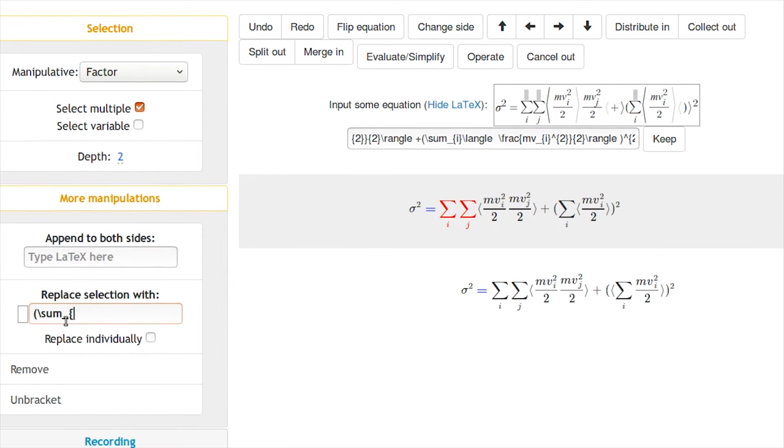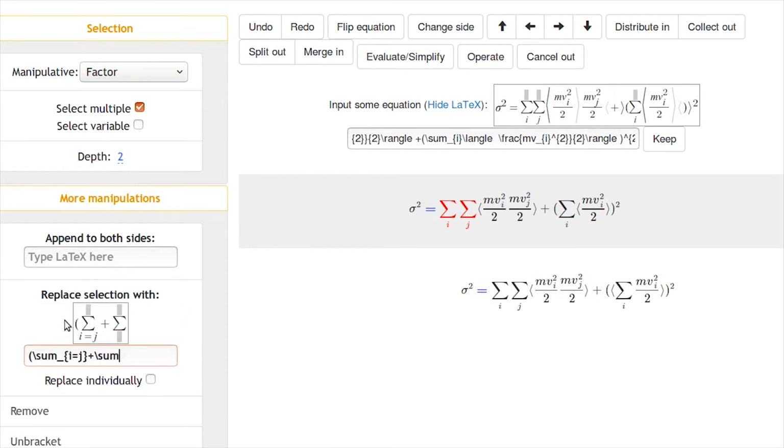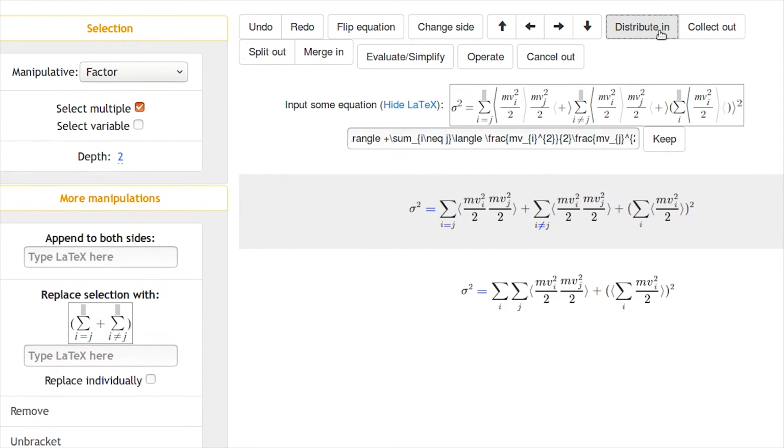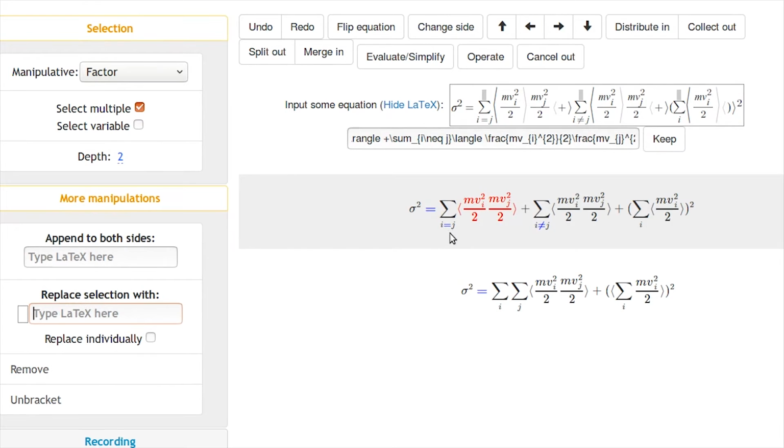We can rewrite it as the sum over all pairs i and j which are equal, plus the sum over all pairs i and j which are different. And the overall sum will still be the same. So let me clearly split those two sums up. Now, because i and j are the same in this term, I can substitute i for j and merge these two factors together.